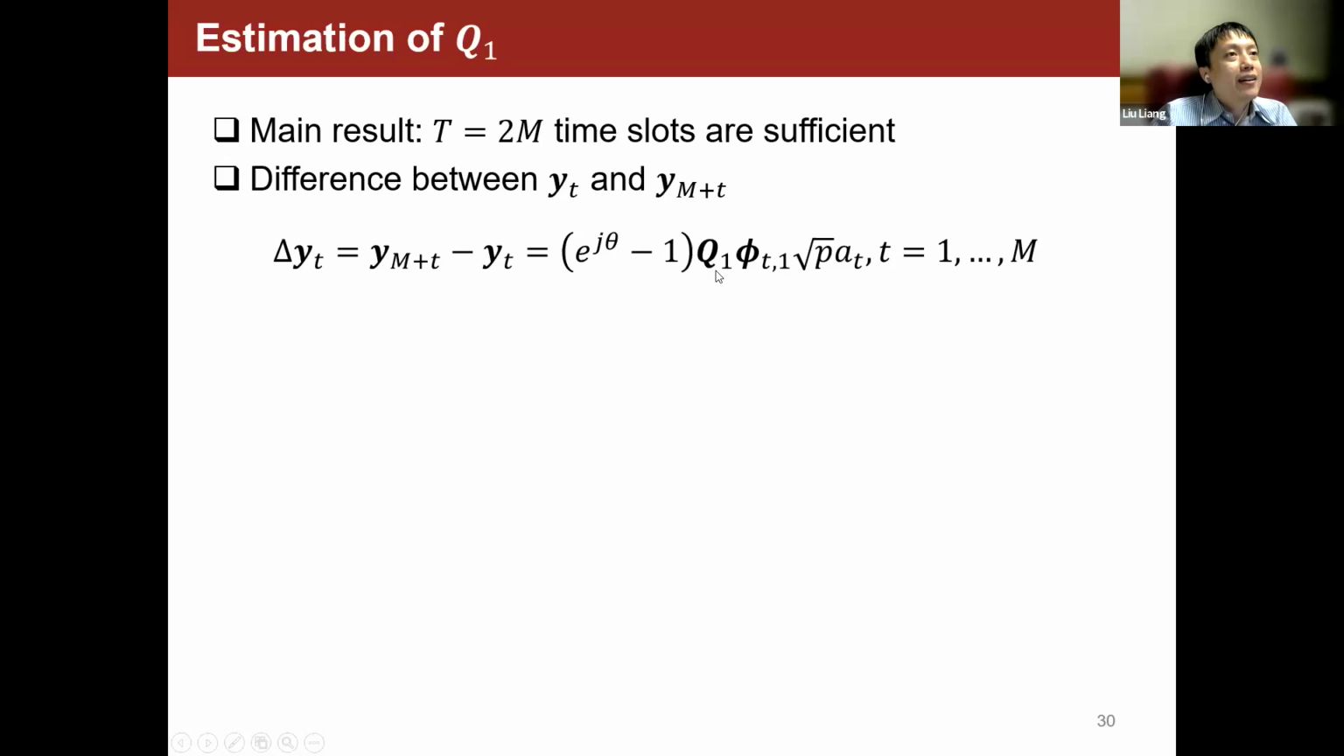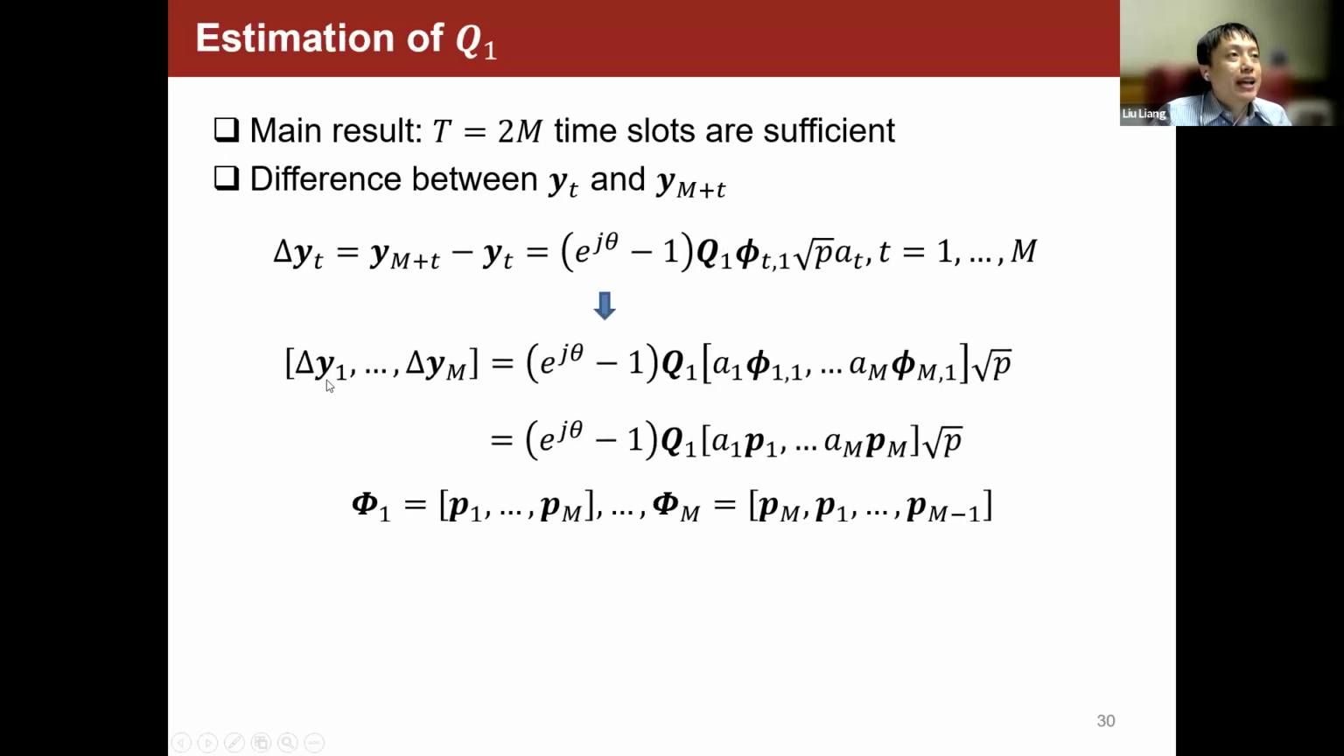So for each pair, I have a linear observation of q1, right? I have m pairs, then I have m such linear equations. But I can accumulate them together. Then I can say that delta y1 until delta y capital M is like this. You combine them together. This is the overall linear equation. And now how many unknowns do we have here? M times n unknowns in q1, right? This is an m by n matrix.